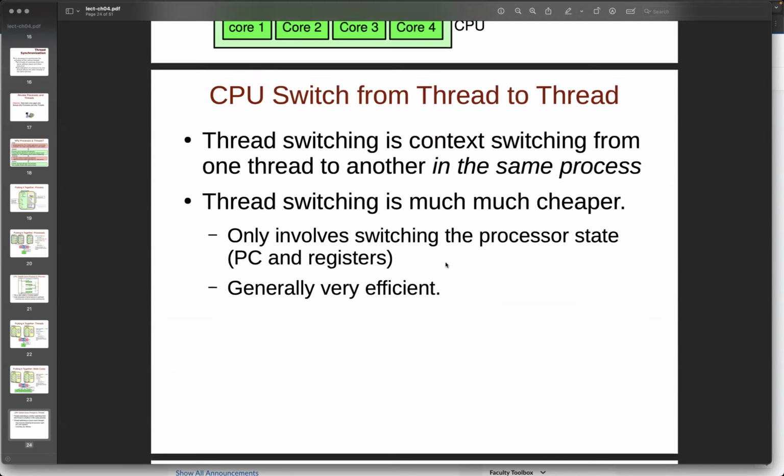So the CPU switches from thread to thread. Thread switching is the context switching from one thread to another in the same process, so thread switching is much cheaper. We need to really remember this. At the resource level, the switching cost is low. We only switch the processor state, like the PC and the registers. So generally it's really efficient.